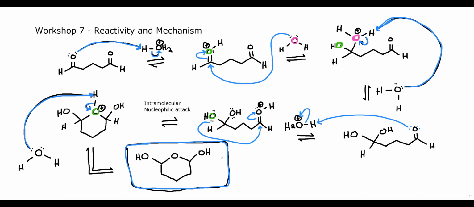Right now, we're not really focused on why things happen. What we're focused on with these problems is simply drawing the proper arrows to show what's happening. So don't worry too much about why things are happening. Just focus on drawing the proper arrows. As we discuss the next few chapters, we'll talk about what makes a good leaving group, what makes a good nucleophile, etc. But for right now, it's really focused on drawing the proper arrows.